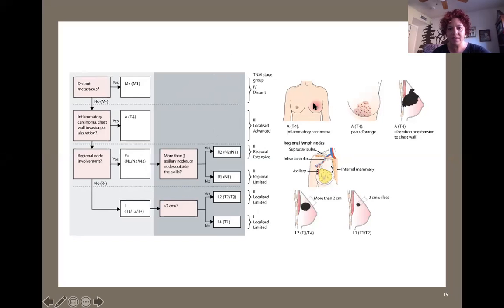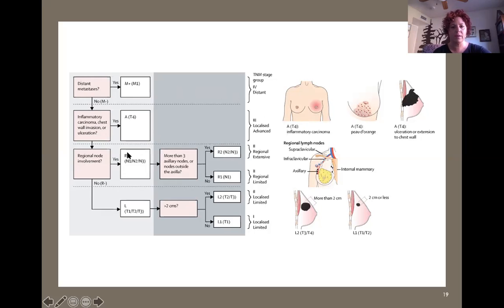And these are some things: inflammatory carcinoma, I don't know that. And then ulceration or extension to the chest wall. Let's say we have some sort of breast cancer. You can see here, it's going to cause skin disruption, those kinds of things. If no, then we look at the next, inflammatory carcinoma, chest wall invasion, or ulceration. Yes, then we have 3.